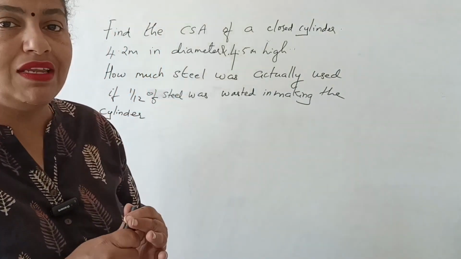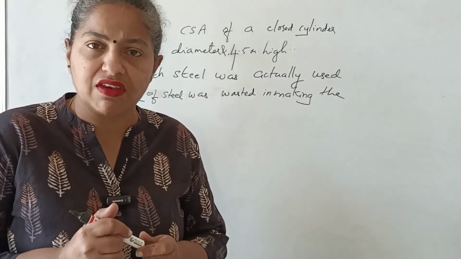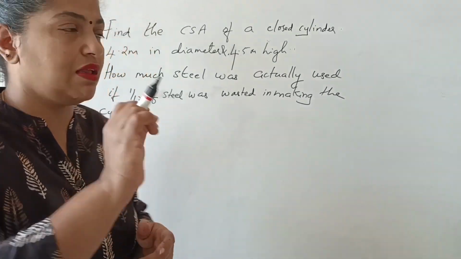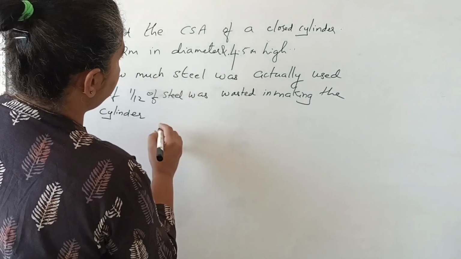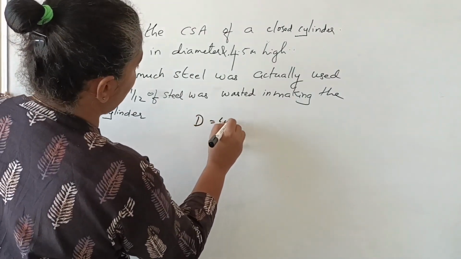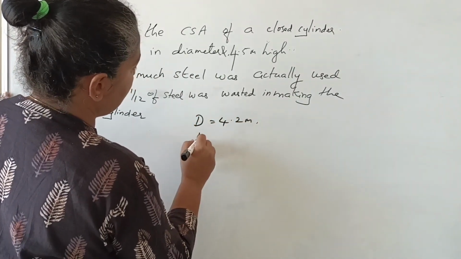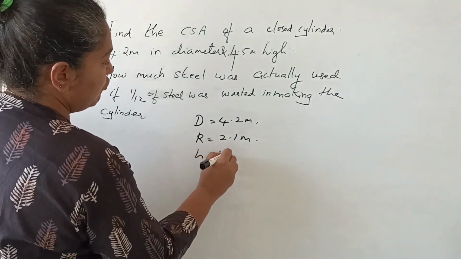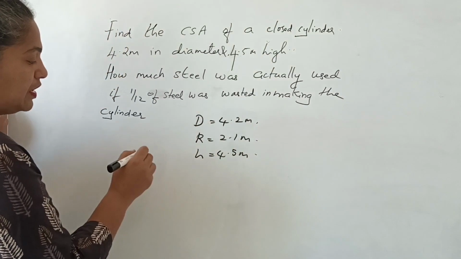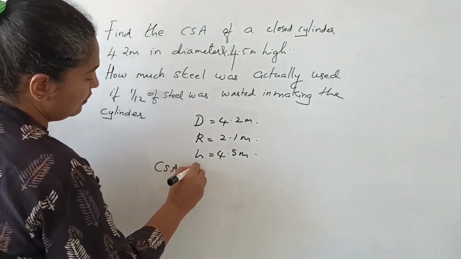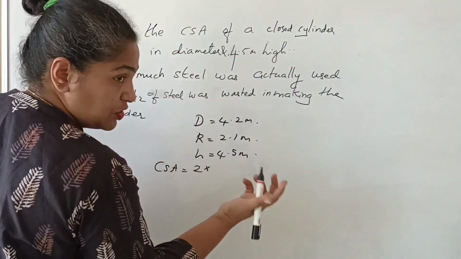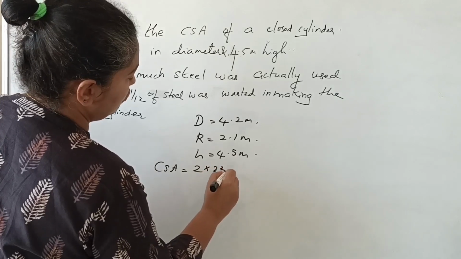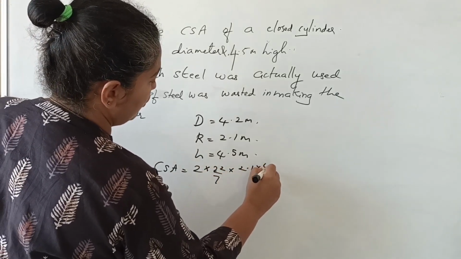Okay. Now let us deal with the first part because it looks like a very straightforward part. So then we will deal with the second part. Now we know that diameter is 4.2 meters. So my radius has to be 2.1 meters. Height is 4.5 meters. Okay. Now my CSA is equal to 2 pi RH. I am not writing the formula again. 2 into 22 by 7 into 2.1 into 4.5.